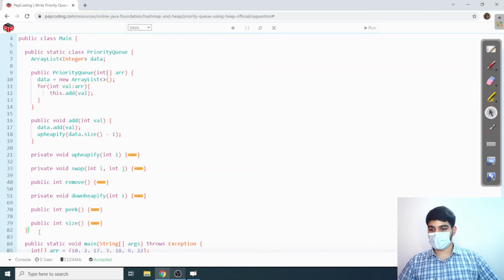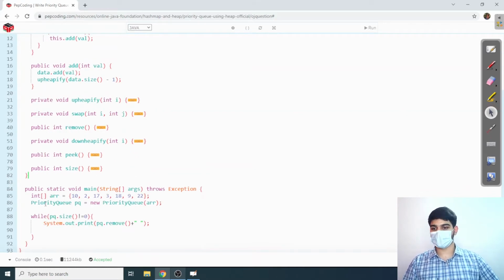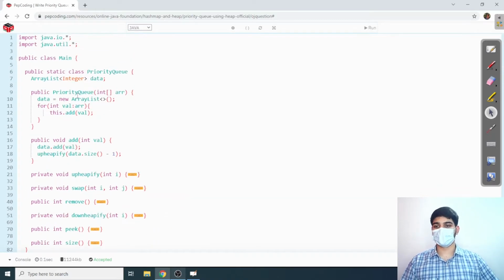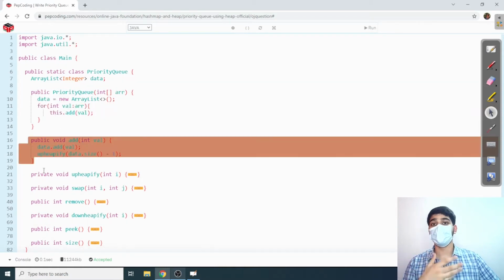If we go to the main function, I'm having an array and then I'm creating the object for the priority queue class, and while calling the constructor I'm passing that array. The constructor would receive that array, then for every value in that array it would call the add function, and one by one it would add those values to our heap. This is what we are doing.